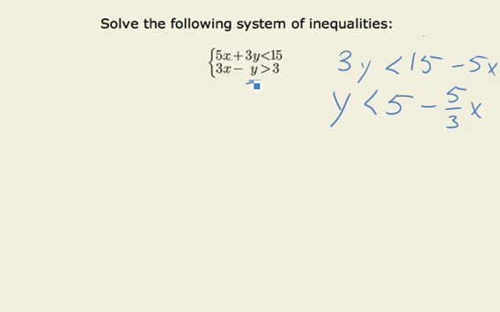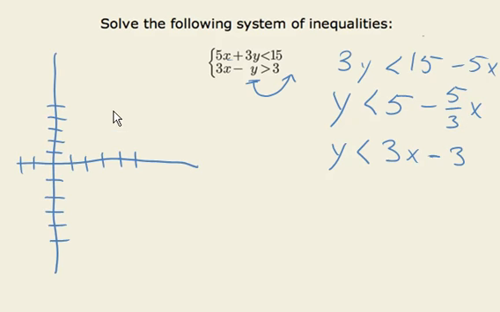Why don't we take y and add it to both sides. That'll put it on the less than side of that inequality. Subtract 3 from both sides, so we get 3x minus 3. So these are the two inequalities that we'd like to graph.